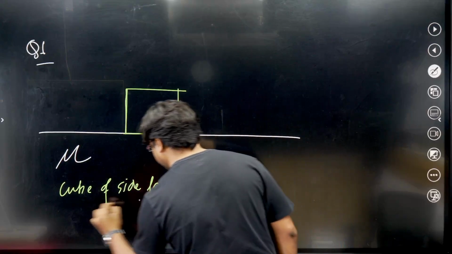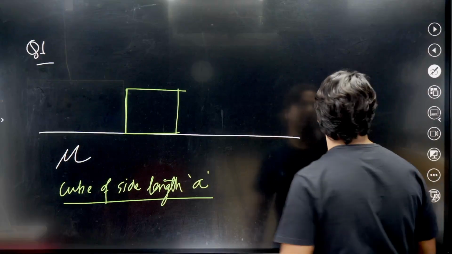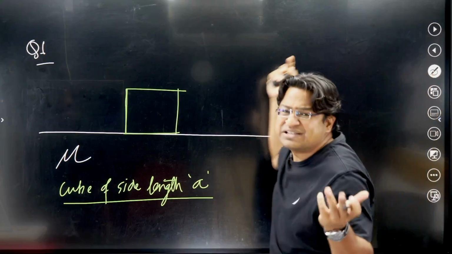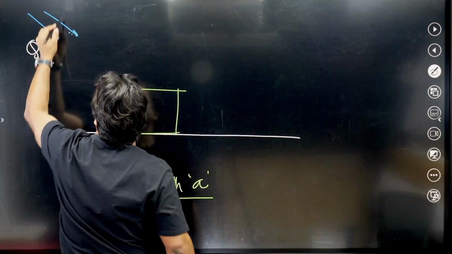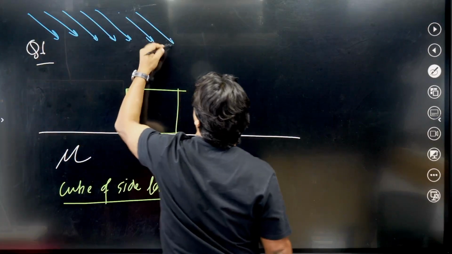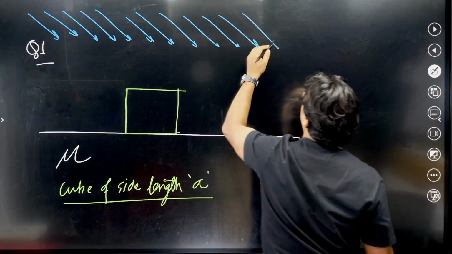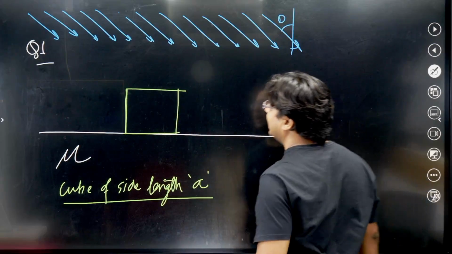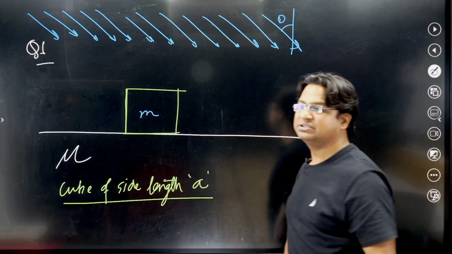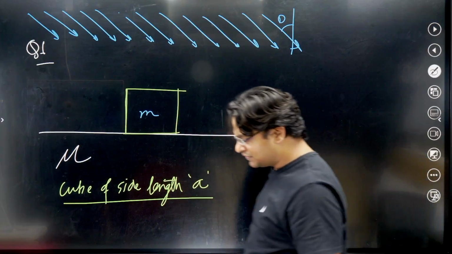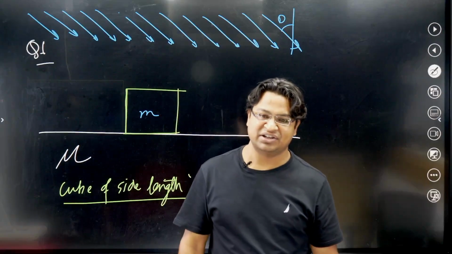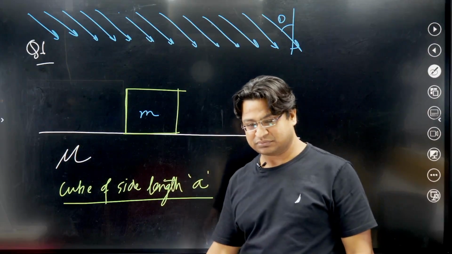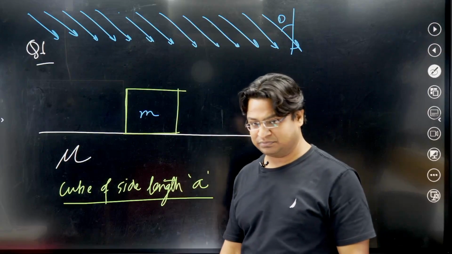This is a cube of side length A, and it is kept in a region where let's say sun rays are coming. Sun rays are coming at an angle theta right now. Although the sun ray may not have enough intensity, it is coming at an angle theta. And let the mass be m. So this is the situation, and because of the force exerted by the radiation, this object is moving. I want to know its acceleration.